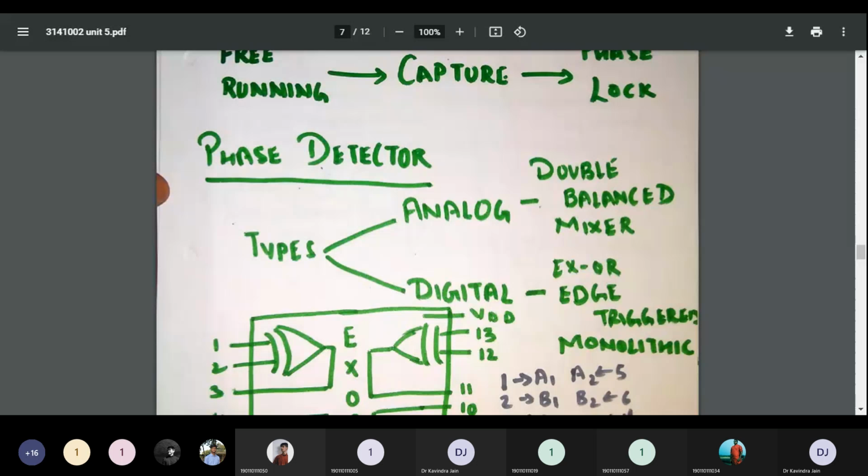So, if we talk about the XOR gate, we are already aware of the XOR gate. Yes or no? Do we know the truth table of the XOR gate? Dear students, please let me know. Are we aware of the truth table of the XOR gate? Yes, sir.